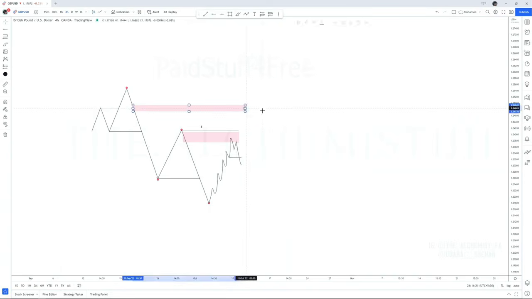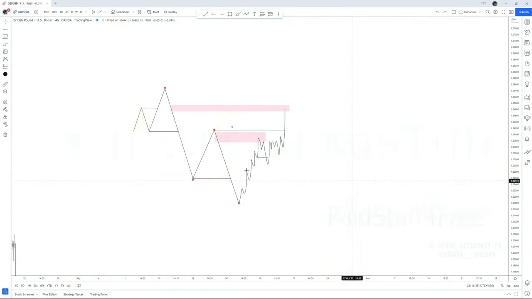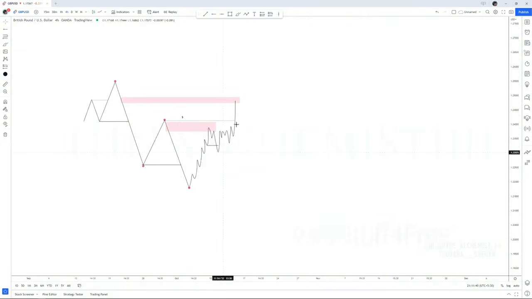But what happens now? When enough sellers have gotten into this market, smart money will step in and start placing buy orders. Why? To take out everyone that wanted to sell here. So now all of these stop losses are taken out, right? And then what happens now?